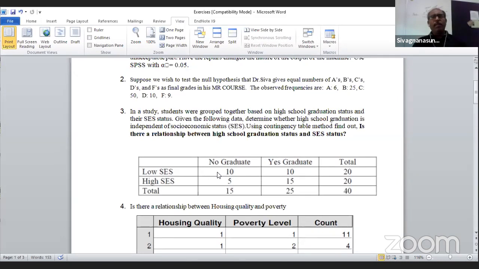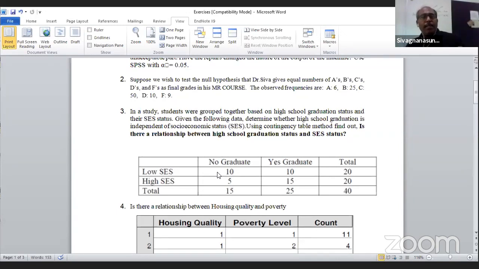In a study, students were grouped together based on high school graduation status and then their socioeconomic status, SES. Given the following data, determine whether high school graduation is independent of socioeconomic status. Using the contingency table method, find out whether there is a relationship between high school graduation status and socioeconomic status. This is called a test of association.